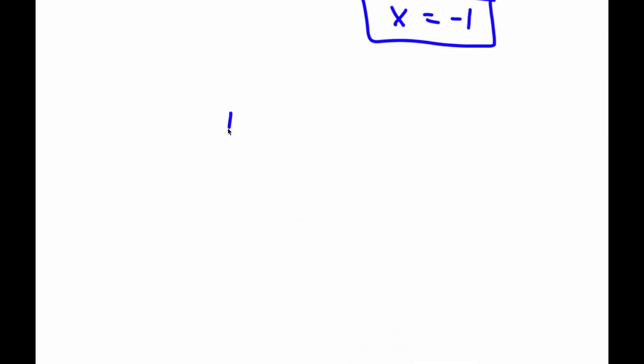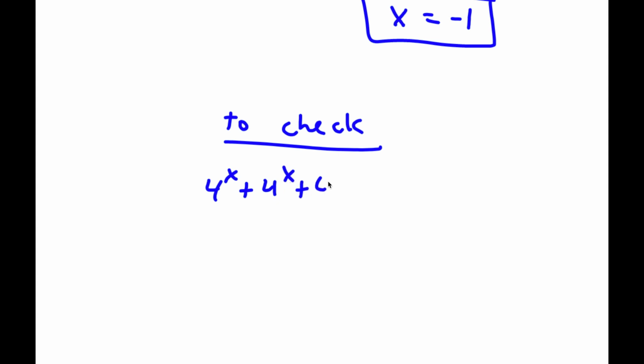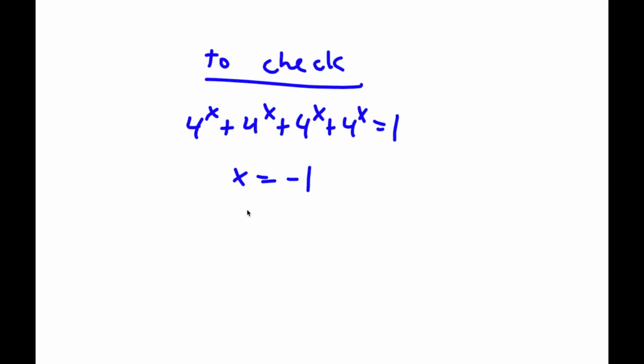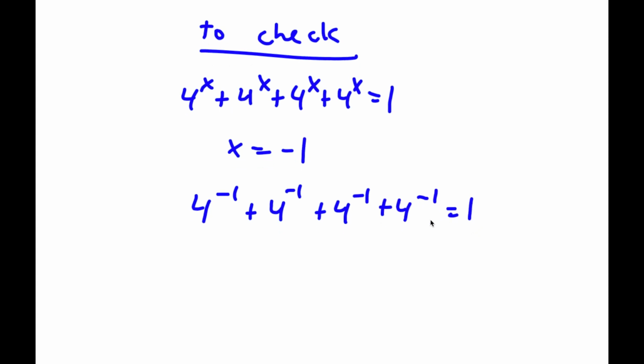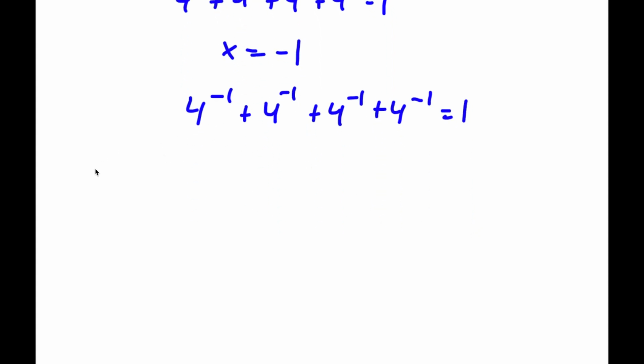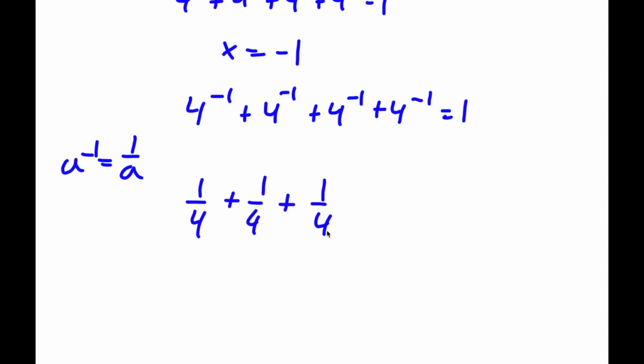Now to check, so I have 4 to the power of x plus 4 to the power of x plus 4 to the power of x plus 4 to the power of x is equal to 1, and x is equal to negative 1. So now I have 4 to the power of negative 1 plus 4 to the power of negative 1 plus 4 to the power of negative 1 plus 4 to the power of negative 1 is equal to 1. And if I have something in the form a to the power of negative 1, this is equal to 1 over a. So 4 to the power of negative 1 is going to equal 1 over 4. So I have 1 over 4 plus 1 over 4 plus 1 over 4 plus 1 over 4 is equal to 1.